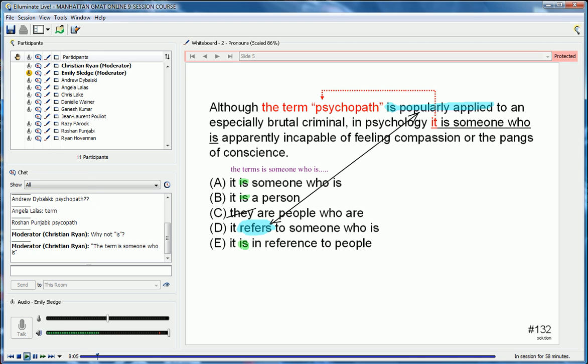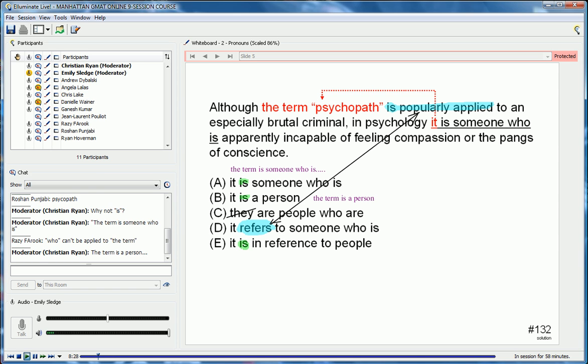And that's actually wrong. Can anybody tell why? Does this not make sense for a specific reason? The term is someone is. In B it would go like this. The term is a person. In D we have the term refers to someone.